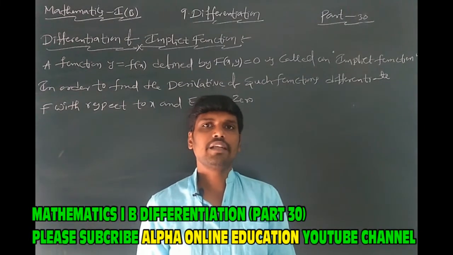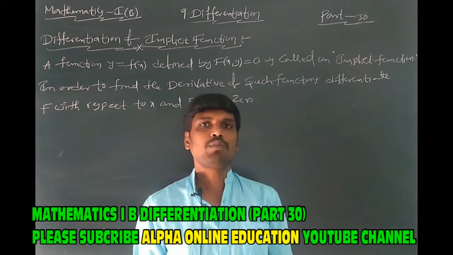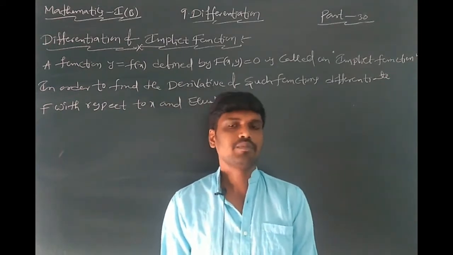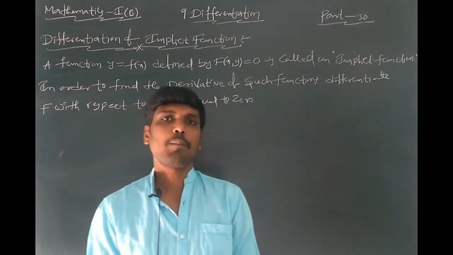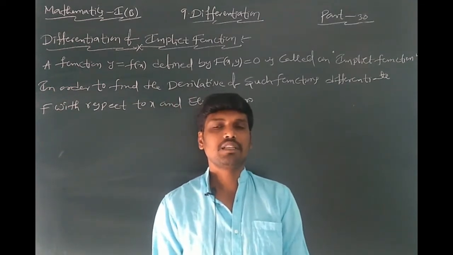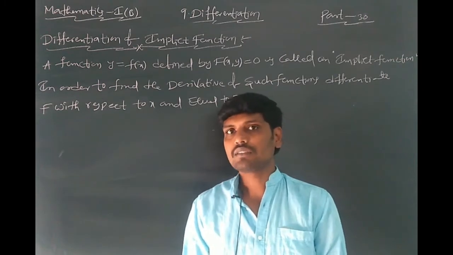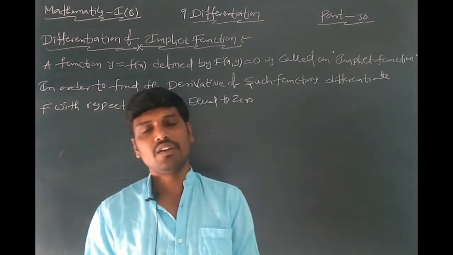Ninth chapter, differentiation. This chapter belongs to Mathematics 1B, part 30. In the last part, we completed parametric differentiation method problems. Today we will discuss implicit function differentiation.